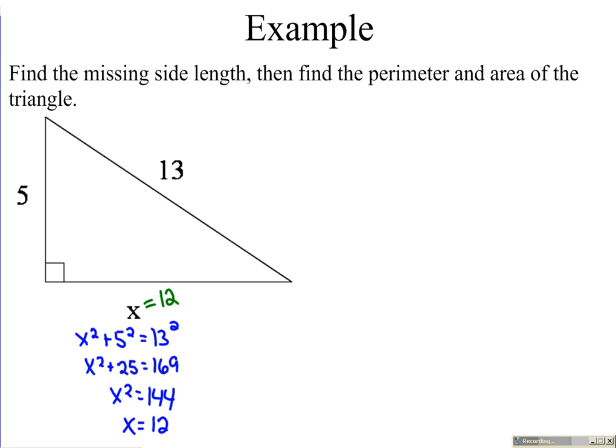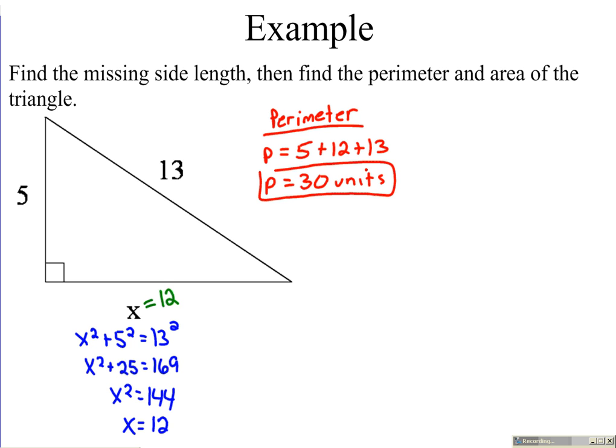So now if I want to find the perimeter, simply add up all the sides. So I need to take 5 plus 12 plus 13, and we see the perimeter here is going to be 30 units. Area.